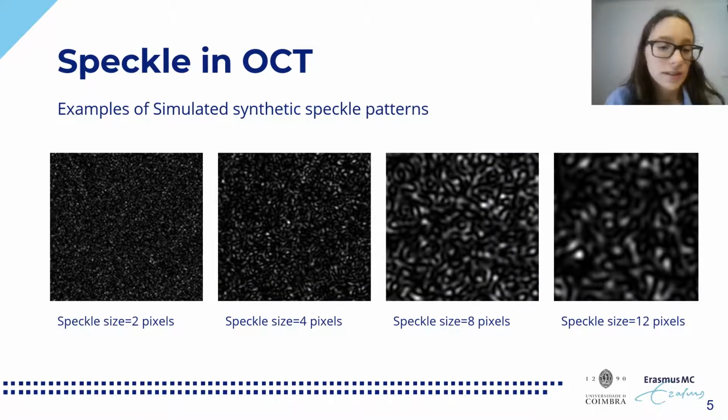Here you can see some examples of speckle patterns that were simulated with different speckle sizes. As I said, these images were simulated using a mathematical algorithm, so they do represent an ideal case of a speckle pattern. They are not from real data, but they are very useful to infer some speckle properties and to get an idea of how our models will perform when we apply them to real data.